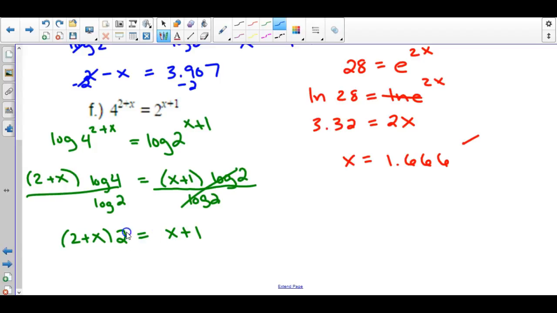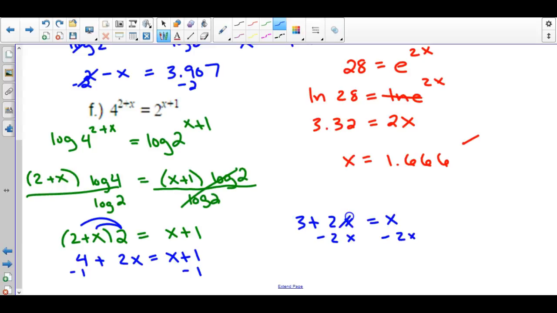So the next step then, and like I said, this is not always going to come out to be a pretty value like 2. Sometimes you'll get a decimal. You'll still solve the same exact way. I'm going to distribute the 2 across and have 4 plus 2x equals x plus 1. And then I'm going to subtract 1 on both sides and get 3 plus 2x equals x. I'm going to subtract 2x on both sides and get 3 equals negative x. And then if I divide by -1, x is going to come out to -3.